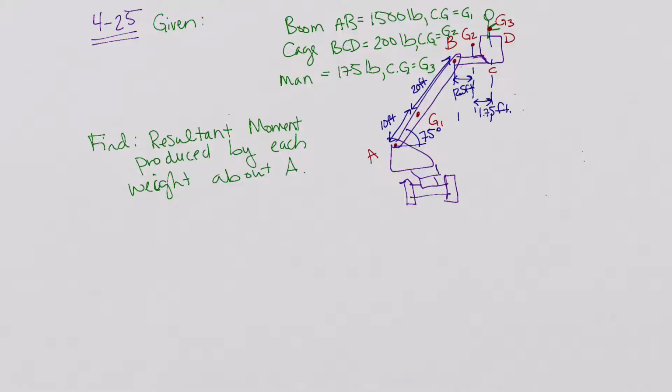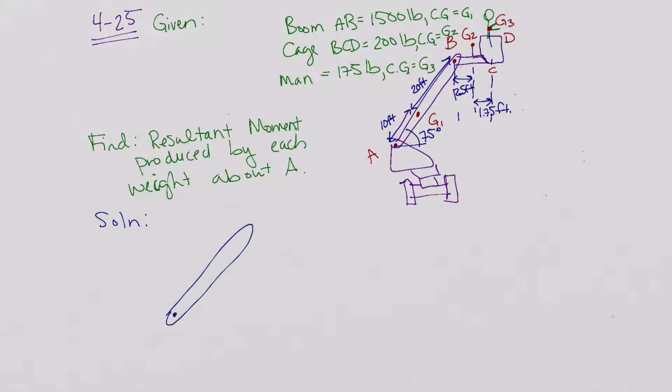All right, so for this problem, this is problem 425. Basically, we have this boom, cage, and man, and we're interested in the moment that each weight produces about that point A. So I'm going to draw a free body diagram.